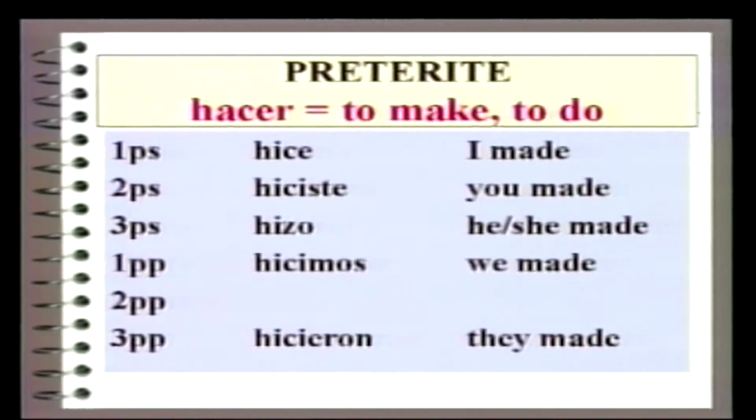Okay. The last irregular verb that I want to look at this time is hacer, to make or to do. Hice, hiciste, hizo, hicimos, hicieron. Yo hice, I made. Tú hiciste, you made. Él or ella or usted hizo. Remember, the H is silent. Hizo, he or she made. Hicimos, we made. Hicieron, they made.